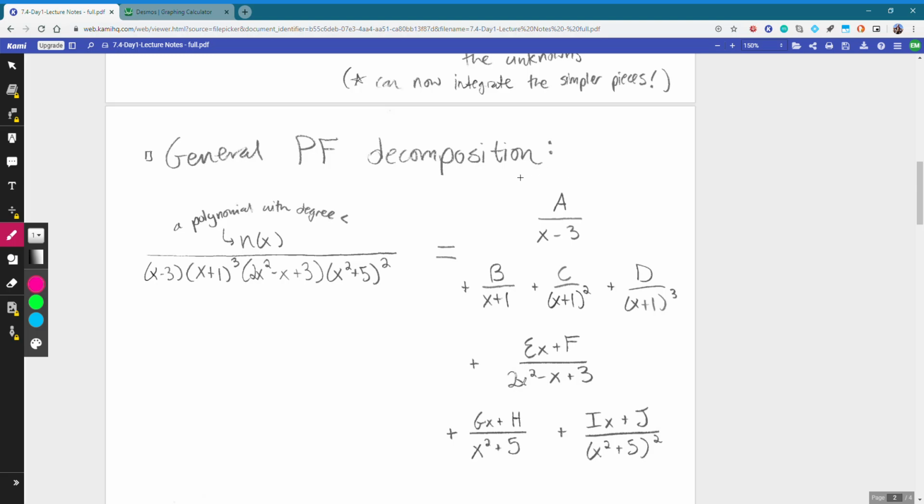Okay, so to start off, we have some rational function here on the left. We have some denominator and a numerator polynomial, which I haven't specified because it doesn't really matter what this is. All that matters is that this polynomial's degree is less than the degree of our denominator. And here, because we have our denominator all specified, we can actually figure out what that would have to be.